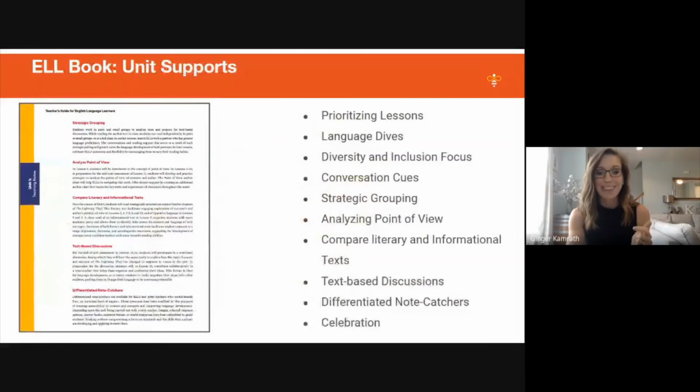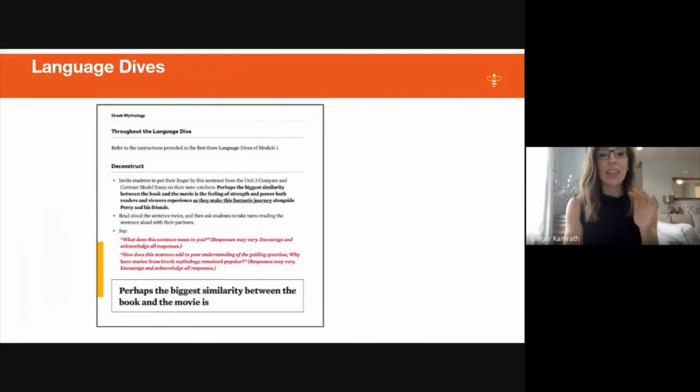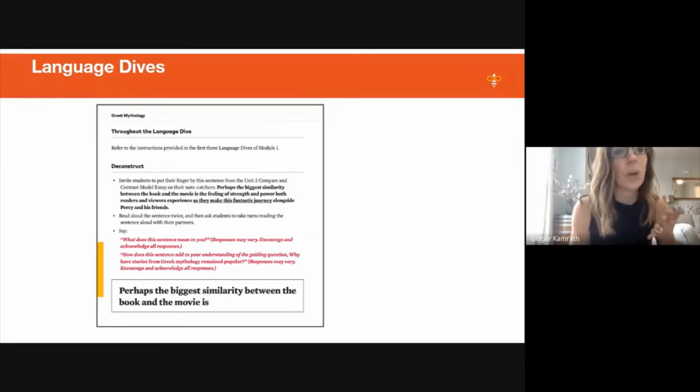Next. So taking a look inside of this book, you can see that there are various strategies that can be incorporated at the unit level. And then also this resource can be used to support language dives. Let's see, there we go. Language dives that are strategically embedded in the curriculum. And this is just one of the strategies to help students. But a language dive empowers students to analyze, to understand, and to use the language of academic sentences, which can often seem really complicated and opaque for students.